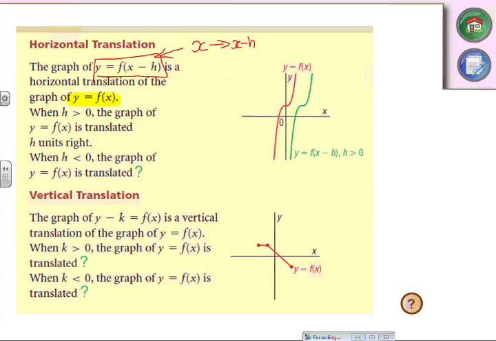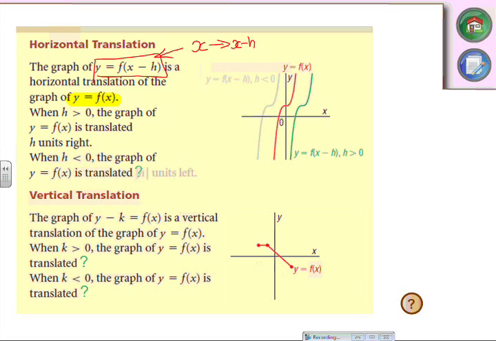Every time, 100% of the time when we do this, if I take that and plug it in, this is going to be a horizontal translation. And they give you the rules here. If h is greater than 0, right, or less than 0, left.